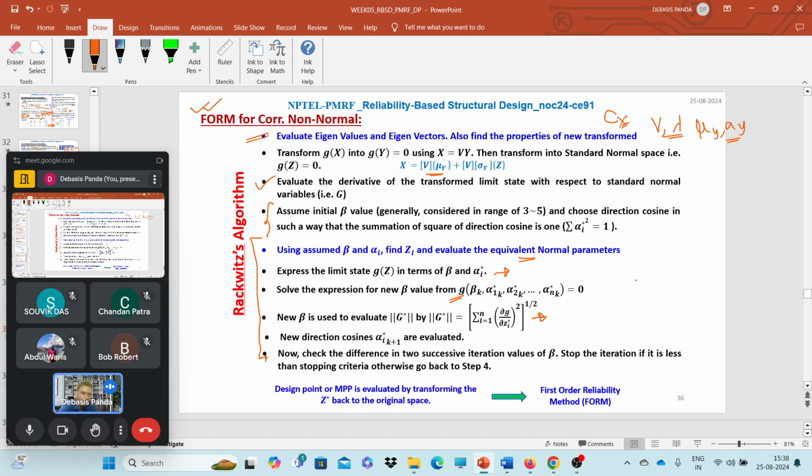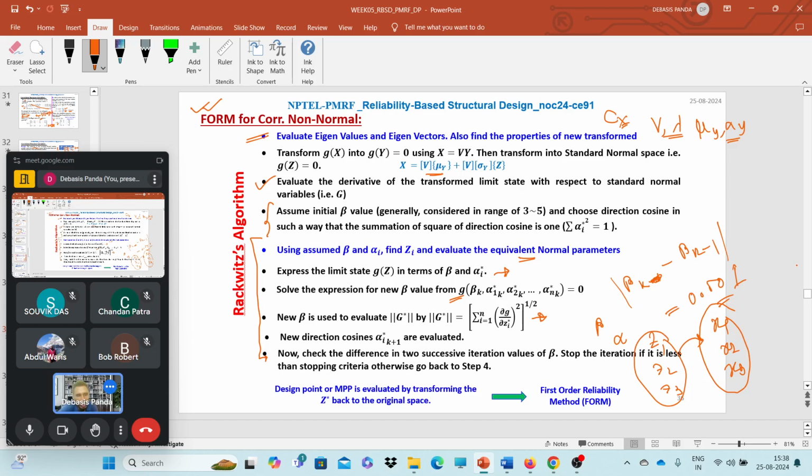For convergence, we set a tolerance on beta k minus beta k minus 1. If the tolerance is, say, 0.001, or whatever you want for your problem, the algorithm will stop there. Once we have beta and alphas, we can easily calculate z1, z2 and z3. Then we convert them back to x1, x2 and x3, and those will be our final design points for solving the reliability problem.